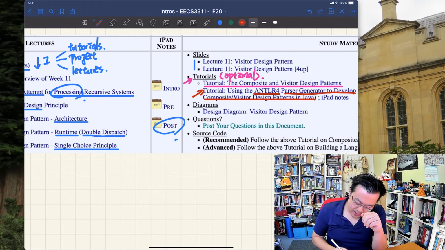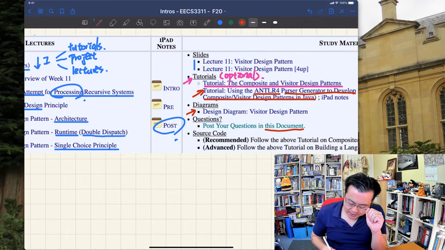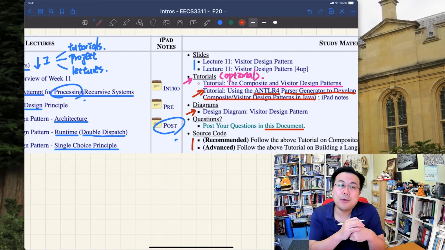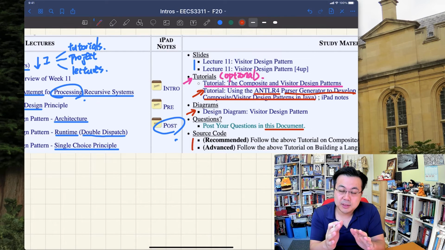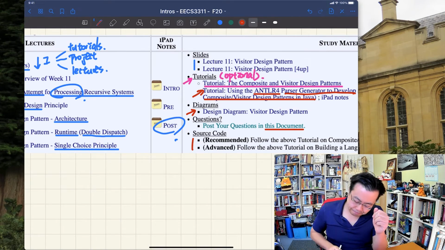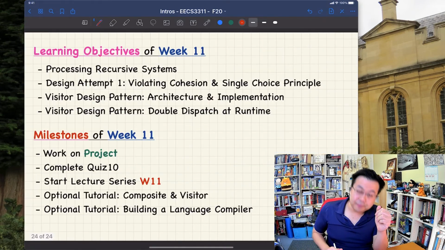All right, and then we've got one design diagram for the visitor design pattern. And as usual, post your questions on the Google Doc. And these are the two tutorials I just talked about. There will be no source code made available to you this week. However, if you want to follow through the tutorial, you definitely get the source code for free, right? All right, so that's the flow for this week.